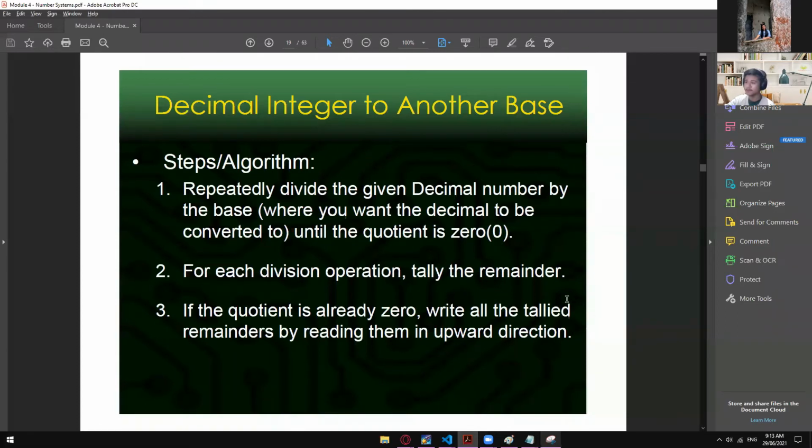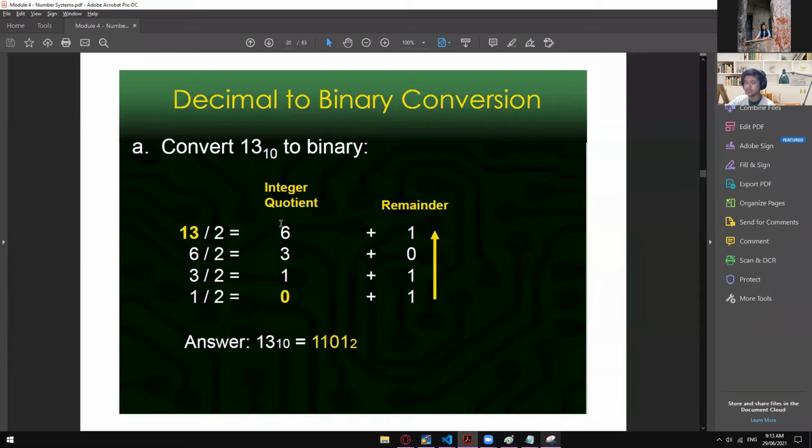So for you to be able to appreciate this a little bit more, let's have an actual example. Before, we just kept on multiplying, but in here we now need to divide and divide and divide until you get an integer quotient of 0. So let's start with letter A: convert 13 base 10 to binary.